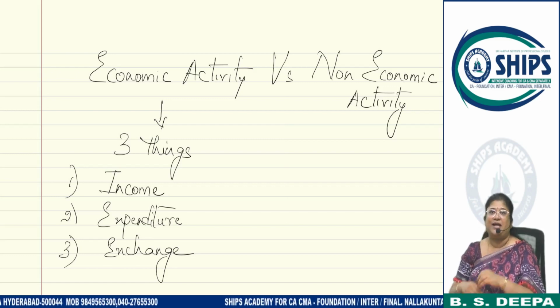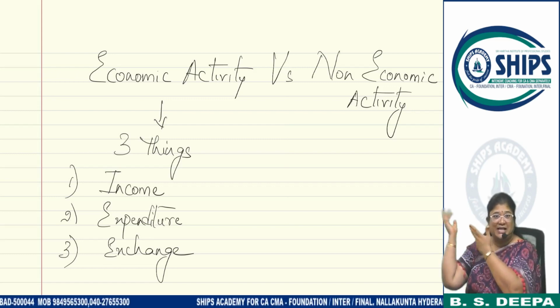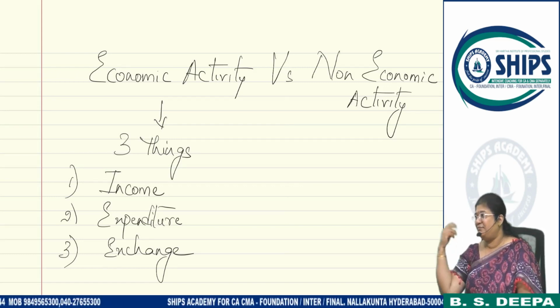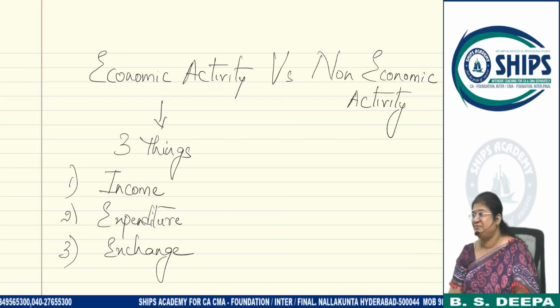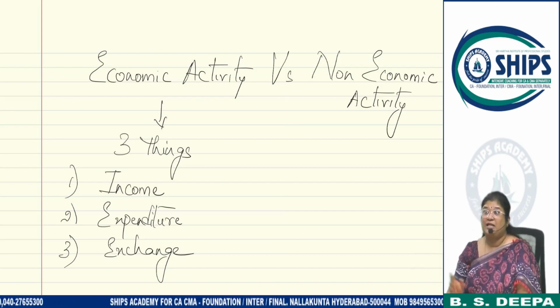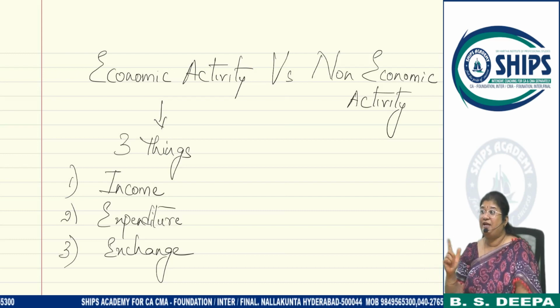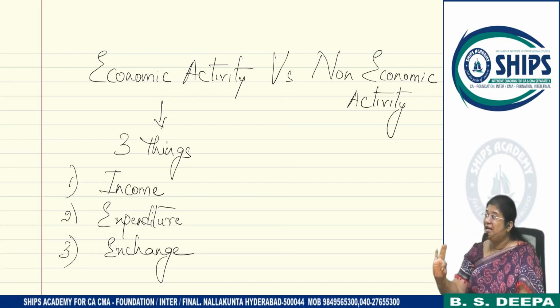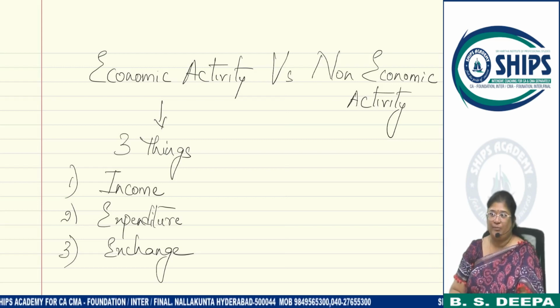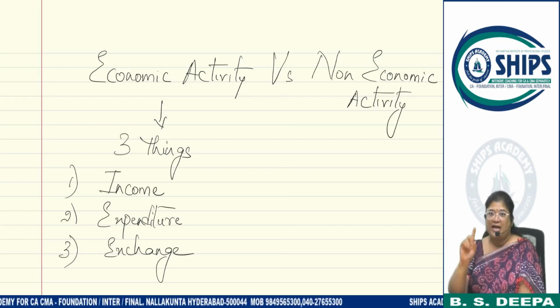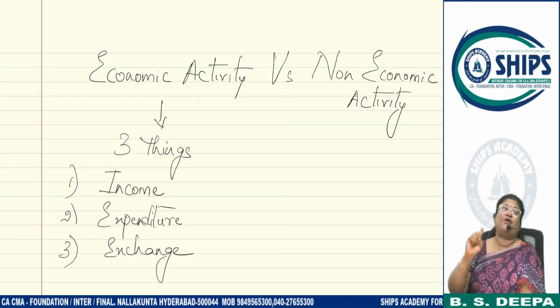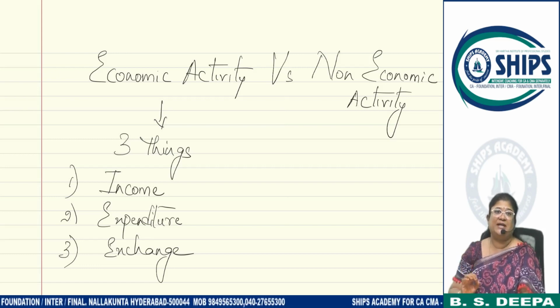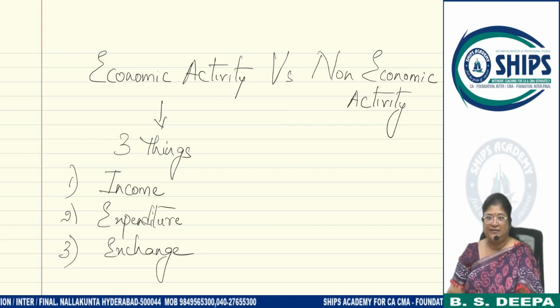Right? But he is earning income because he is selling whatever he has stolen, but there is no exchange. Correct? So that means one of the things is always missing, isn't it? So if all three are there, only then it is called an economic activity. If even one of them is missing, it is termed a non-economic activity.